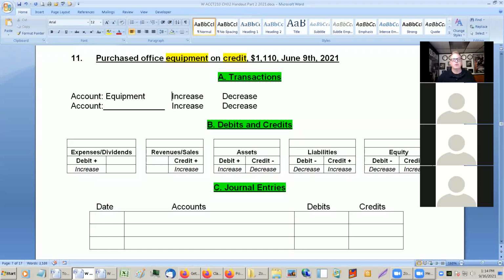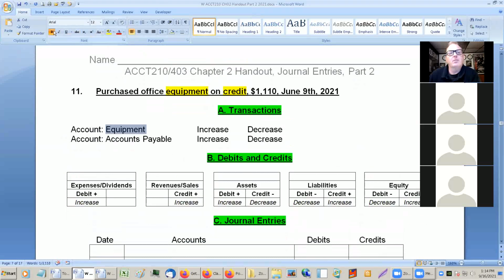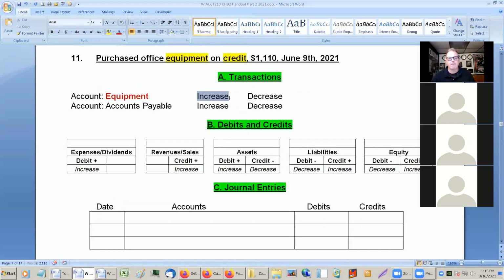So our equipment account. By the way, if we're doing this one, I'll show you why they call it purchased on credit. You probably figured it out, but it's credit because credit is something you have to pay back, right? It's credit, but it actually has to do with the journal entries here. Okay, so let's see, equipment. Is the equipment going up or down? It's increasing, right? So equipment's going up. We got more equipment now.